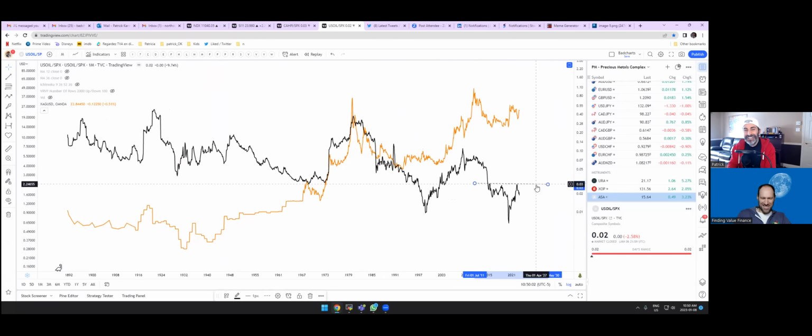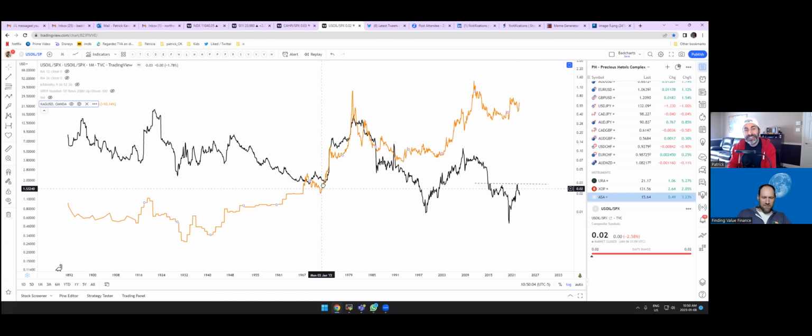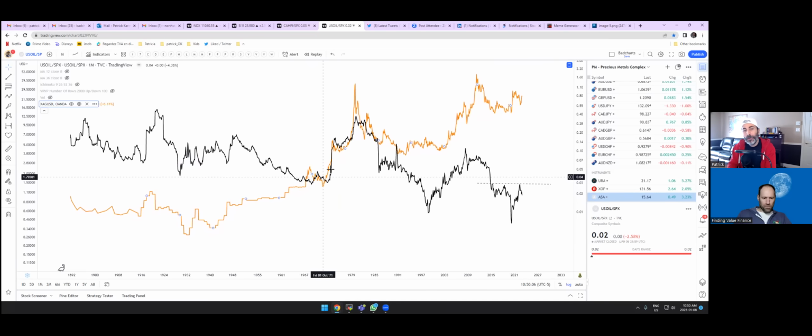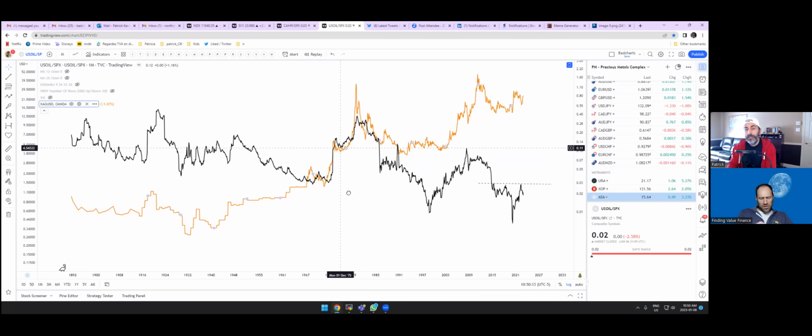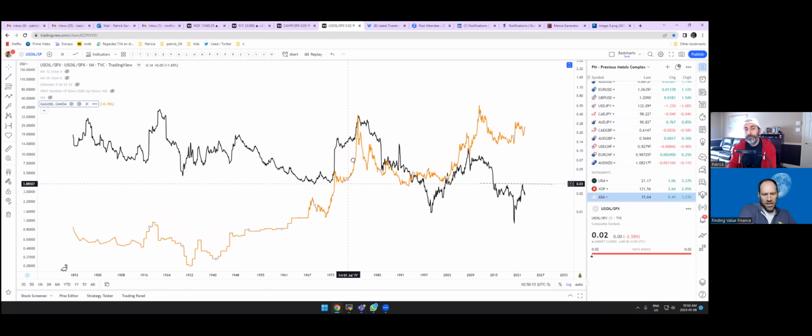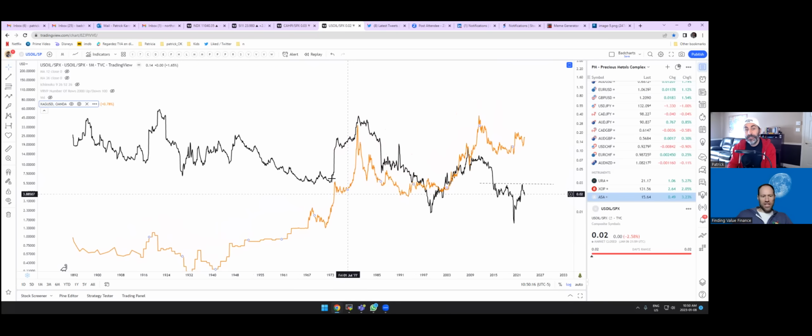Look at silver in the 70s. This is insane. Look how silver tracked the oil chart versus SPX to perfection here. And silver generally leads oil. If you look at silver's move, it led in 1973 and so on.